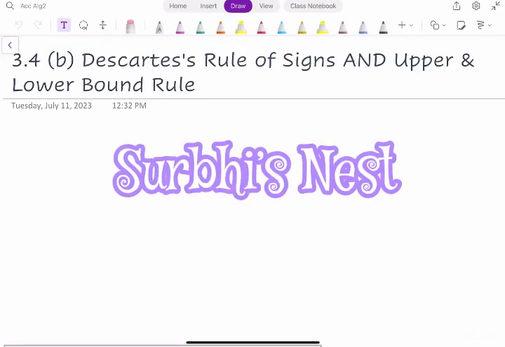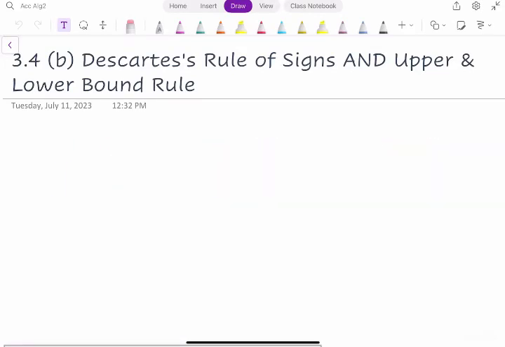Welcome back. Today we will be talking about Descartes' rule of signs and the upper and lower bound rule. When we are talking about Descartes' rule of signs, we are talking about something called variation in signs. Descartes' rule is based on the variations. And what does that mean? Variation means how alternatively the signs are changing.